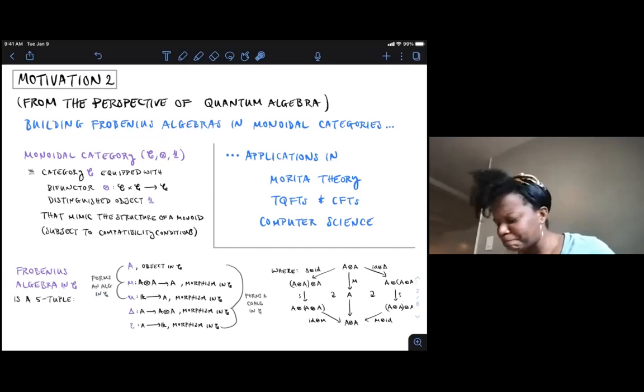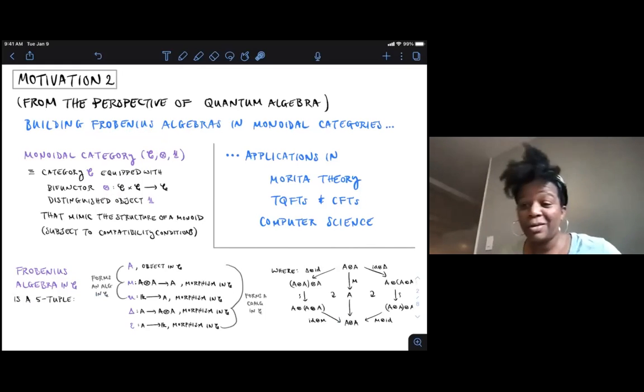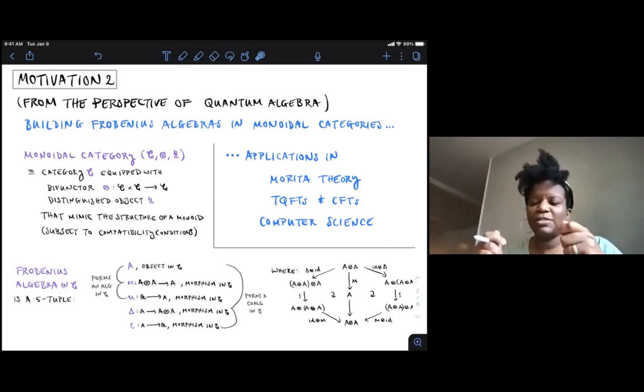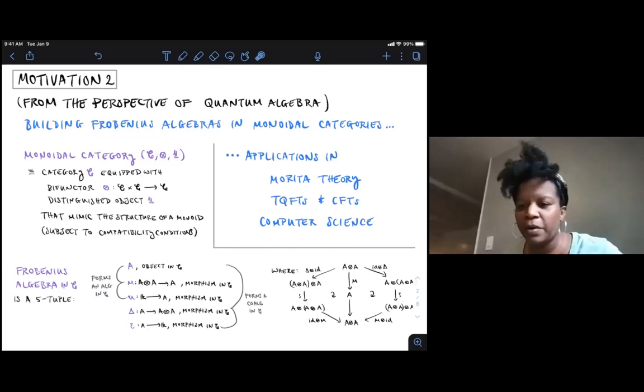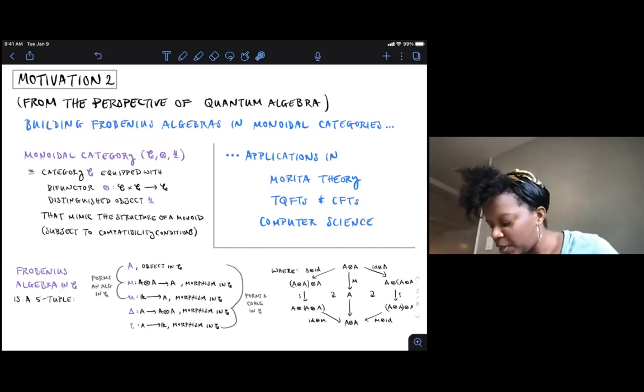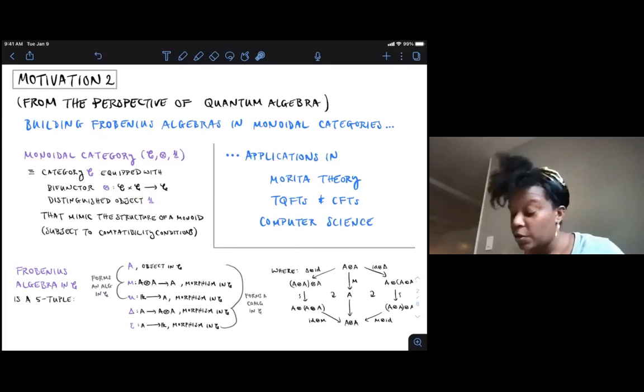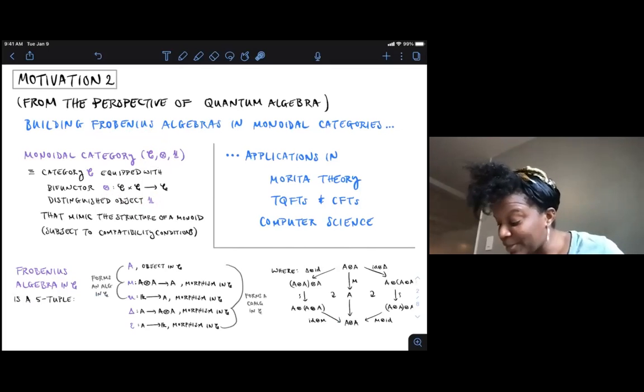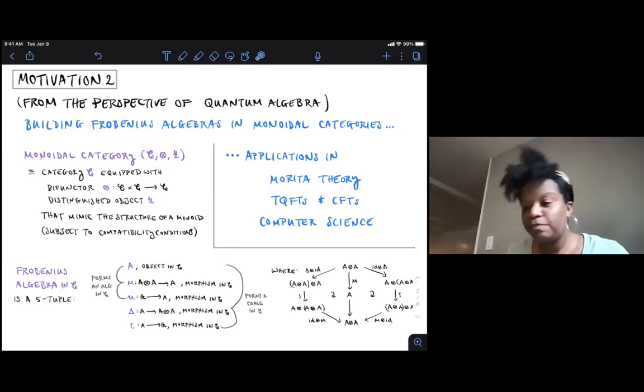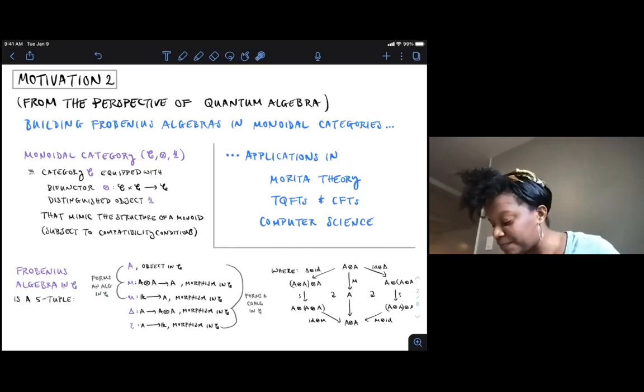So what is this? A monoidal category is a category that has more structure on it. It comes equipped with a bifunctor, a way of sticking two objects together and getting a third object in the category, sticking two morphisms together and getting a third morphism in the category, and also an object in the category that plays the role of a one, so that this triple mimics the structure of a monoid. So you have some compatibility conditions.